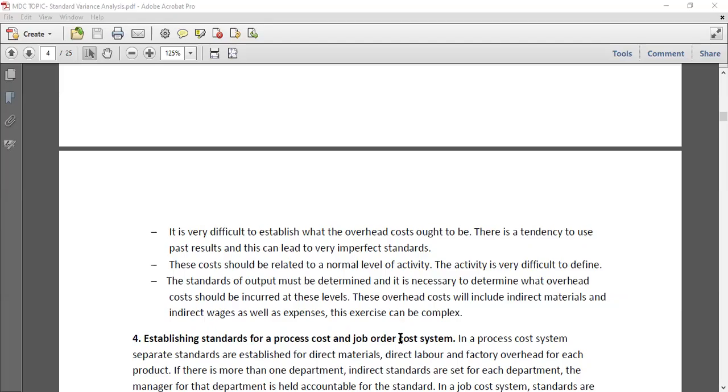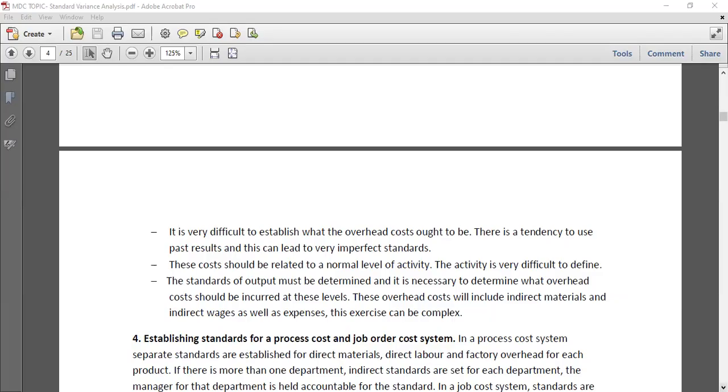It is very important that you understand that the costs should be related to a normal level of activity, and of course the activity could also be very difficult to define. One of the other things is the standard of the output must also be determined. This is necessary to determine the overhead costs that should be incurred at those different levels. Those are some of the challenges you may find along the way when setting the standards for overheads.